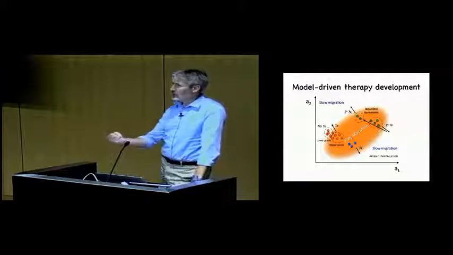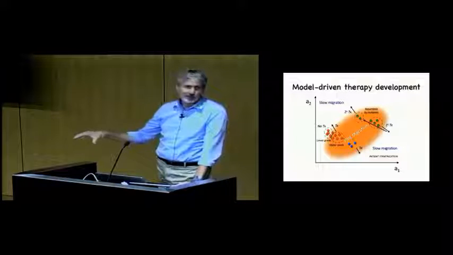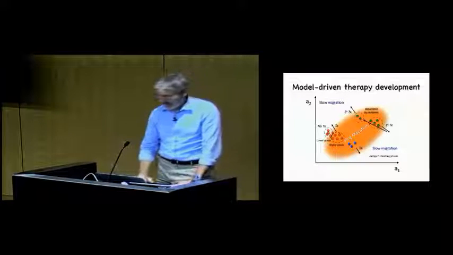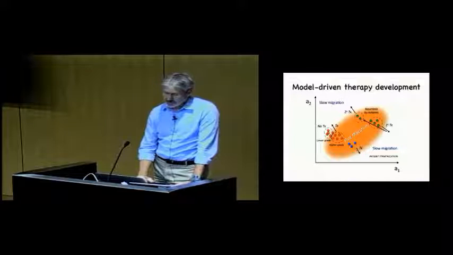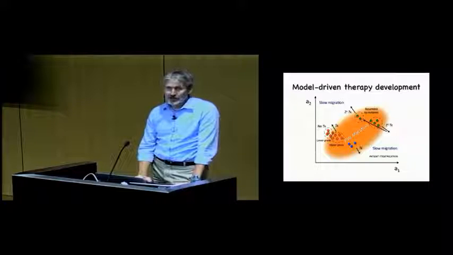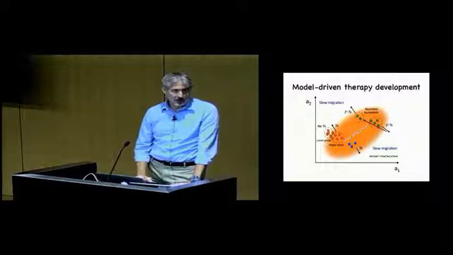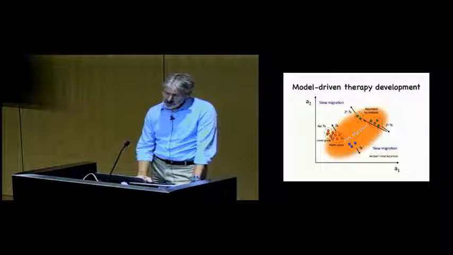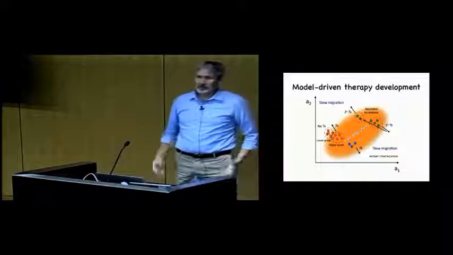You want to somehow move patients into the white zone, which is a slow migrating state. So if, for example, we parameterize this set of patients in blue in this region of parameter space, that's predicted to be a not very good outcome for them based on cell migration alone. So if we could move them into any white space, that would be good.